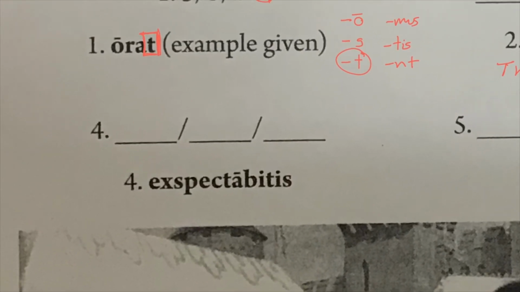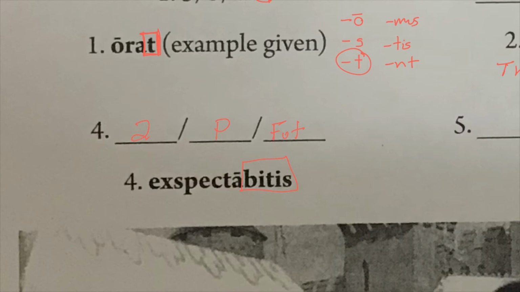Expectabitis. Expectabitis. Here's our ending. Bitis from those future tense endings. Bo, bis, bit, bimus, bitis, bunt. Now we shouldn't have to write out all the endings every time. We should be able to picture them in our head. So we've already acknowledged that those are future tense endings. So we'll simply go ahead and write our tense in here. Future. And then we notice that the bitis is on the second row. So it's second person. It's on the right-hand column, so it's plural. Second person, plural, future tense.